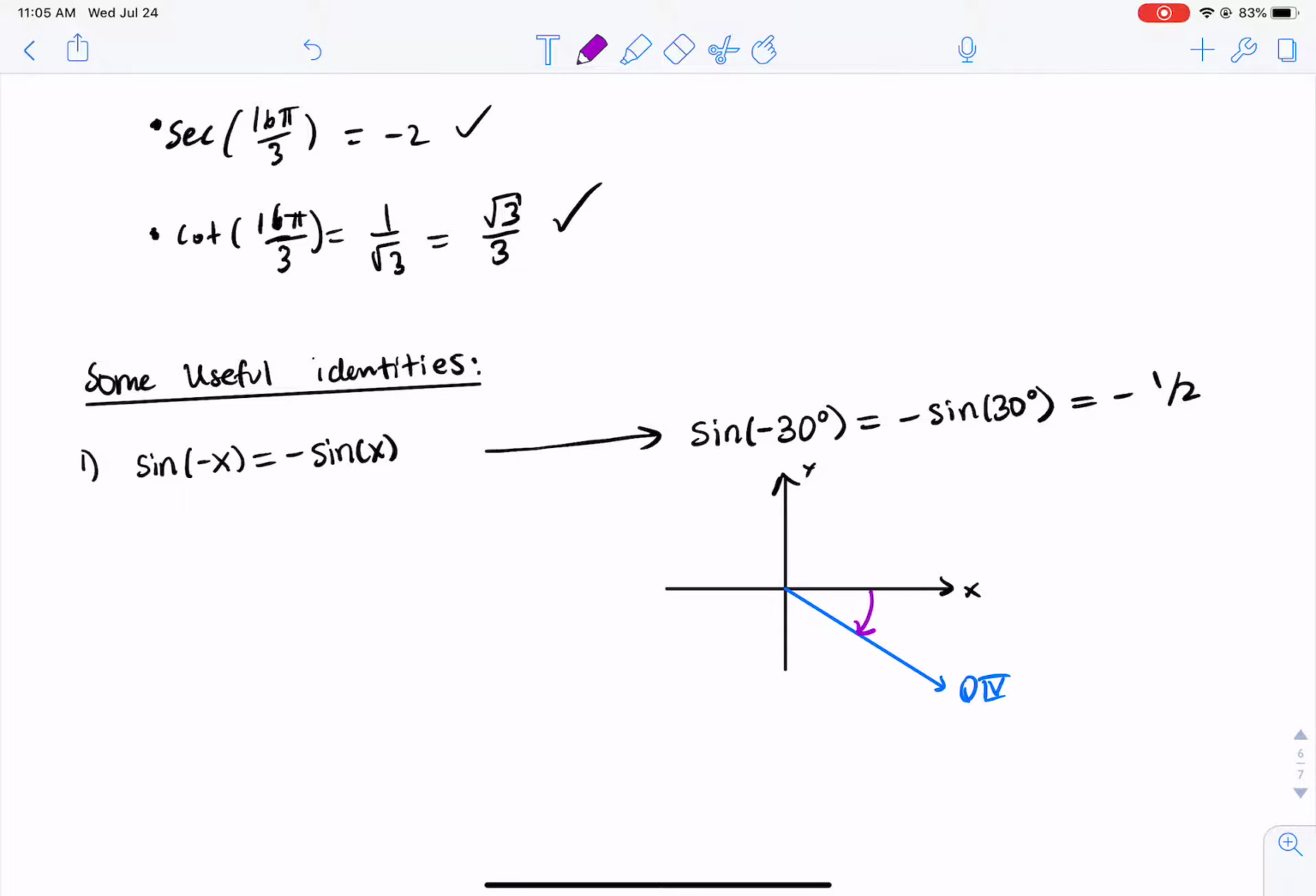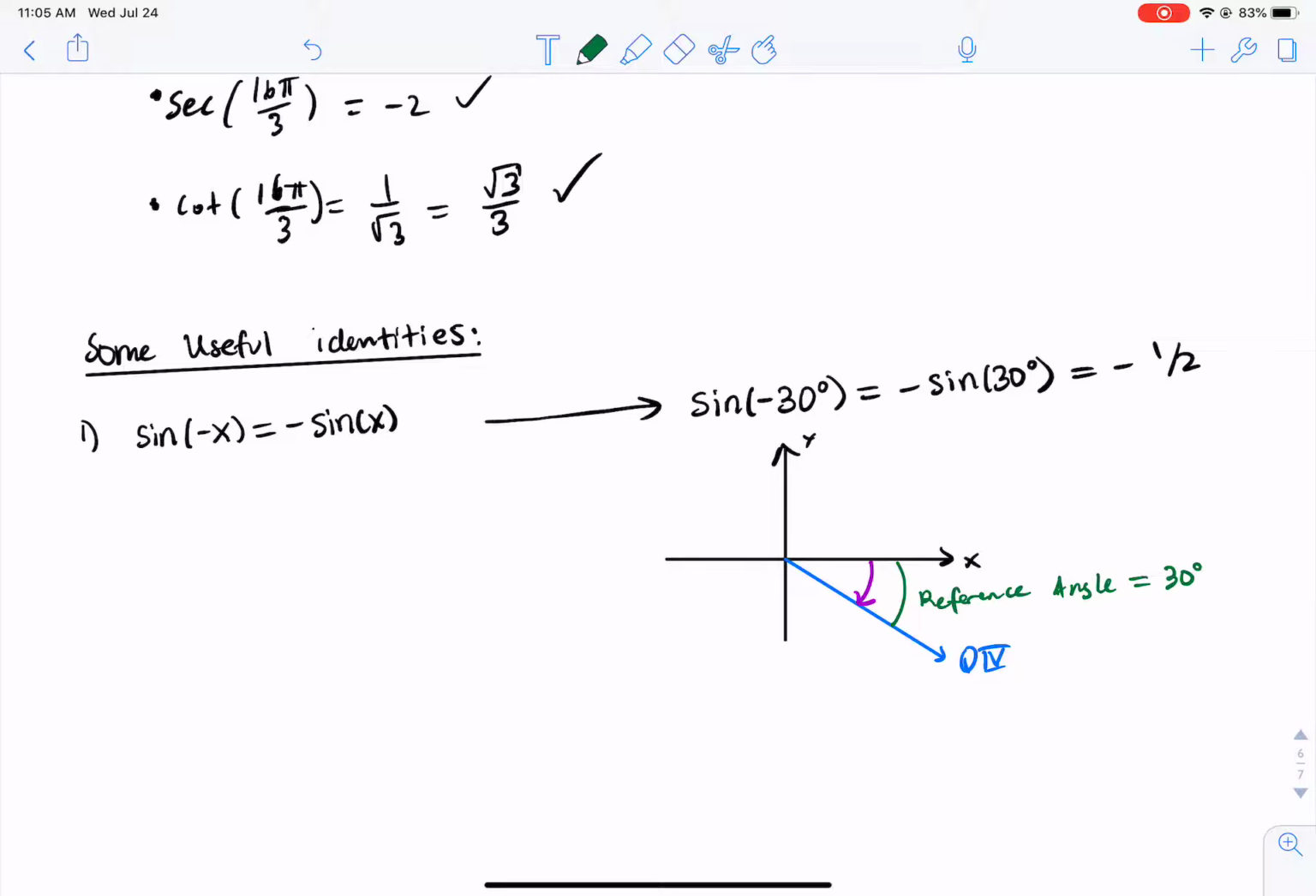And what is the reference angle? The reference angle will be just this angle right here. And in this case, the reference angle is just 30 degrees. And sine over there is negative, so it makes sense that the answer is negative 1/2. Just some useful information.